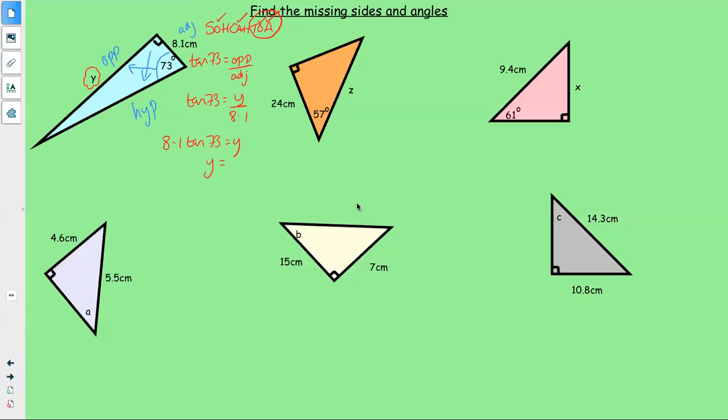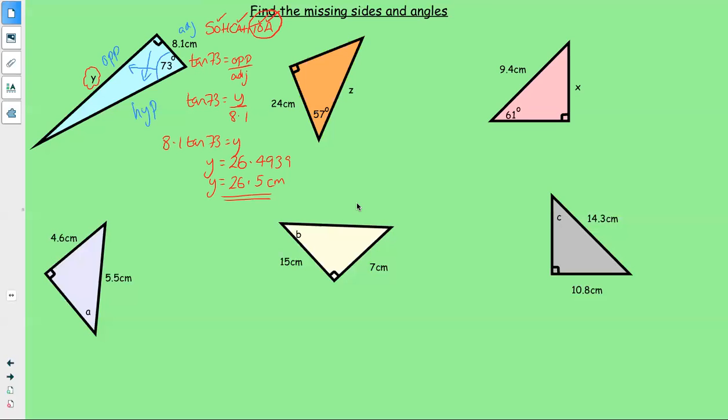So y equals, then you can reach for your calculator only at this point and type in 8.1 tan 73. And you get an answer of 26.4939. Then round it to 1 decimal place: 26.5. That's a side in centimeters. Okay, we'll go through these quite fast.